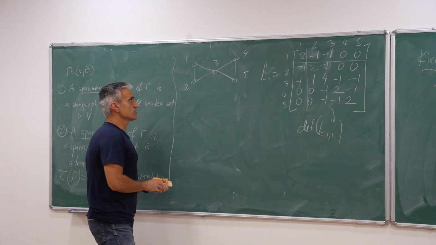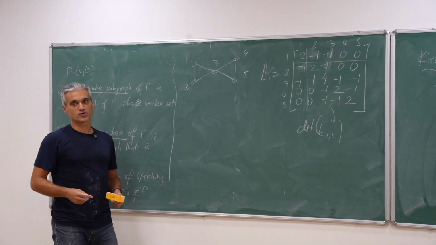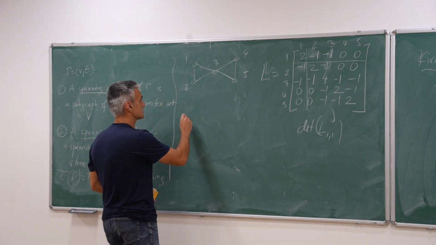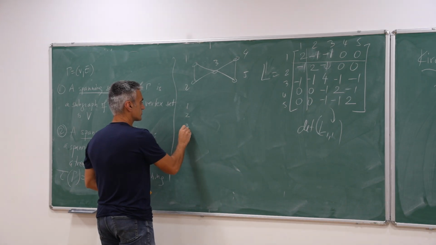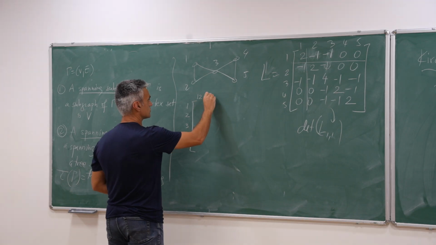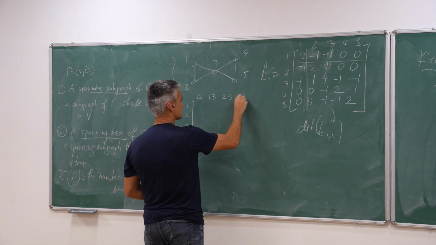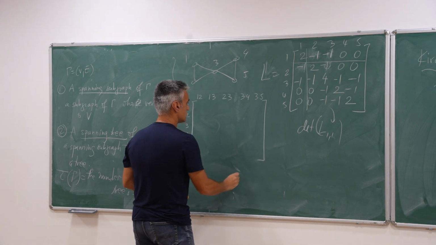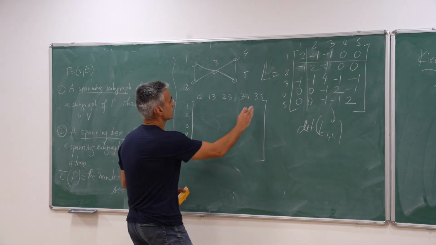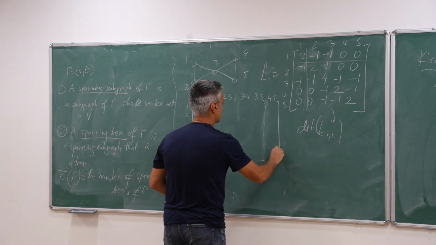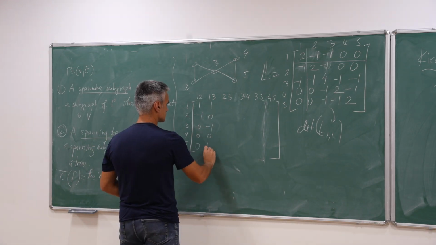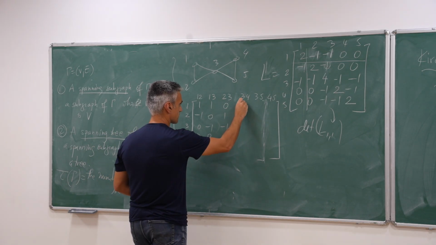Let me do the matrix here. The way I'll do the orientation, I'll orient from smallest number to bigger number. So I don't need to do the arrows, I'll just do the edges. So I have here 1, 2, 3, 4, 5. And here I'll do the edges lexicographically: 1 2, 1 3, 2 3, 3 4, 3 5. And the first one I get a plus, the second one I get a minus. So 1 2: 1, -1, 0, 0, 0. 1 3: 1, 0, -1, 0, 0. 2 3: 0, 1, -1, 0, 0.